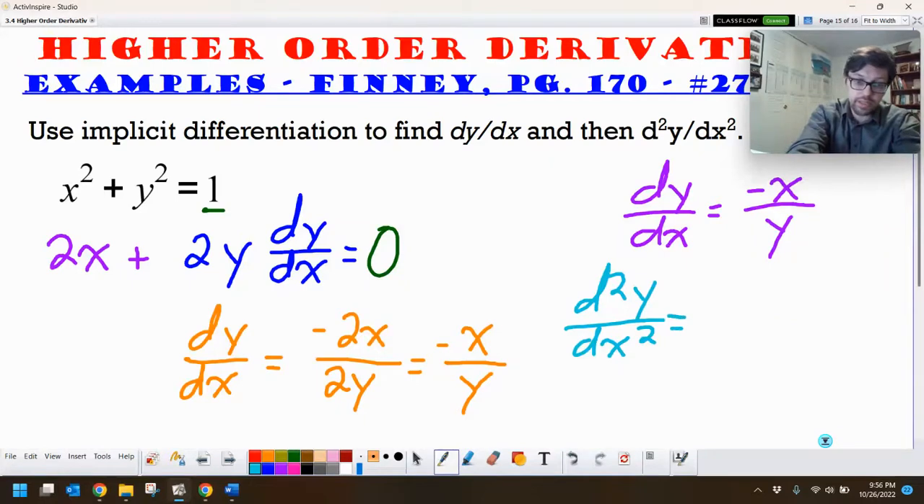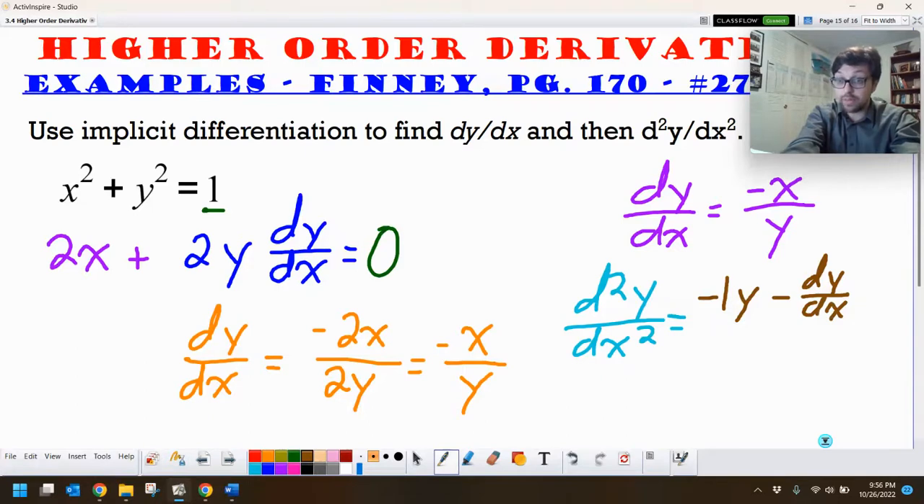Then we go to the other side. That other side is going to require some quotient rule because I have to do the derivative of the top, that's negative 1, times our bottom, which is y, minus the derivative of the bottom, which is a dy over dx, multiplied by the top, which is a negative x. So I'm just going to make this a plus, and then an x, over our bottom squared, which is y squared.